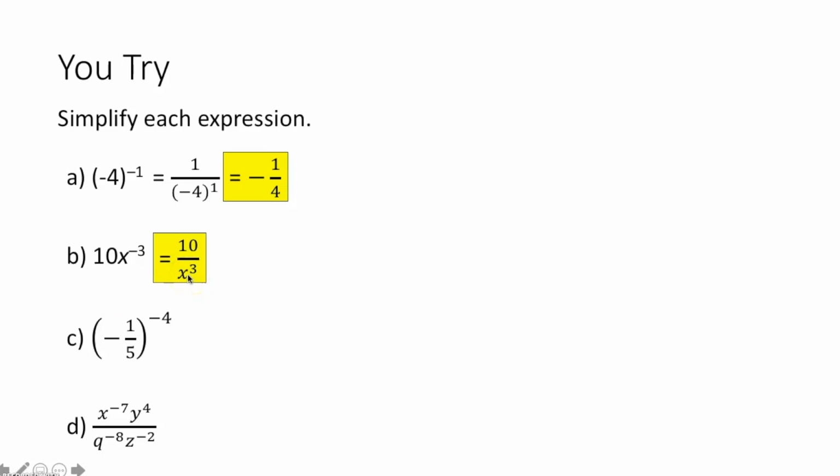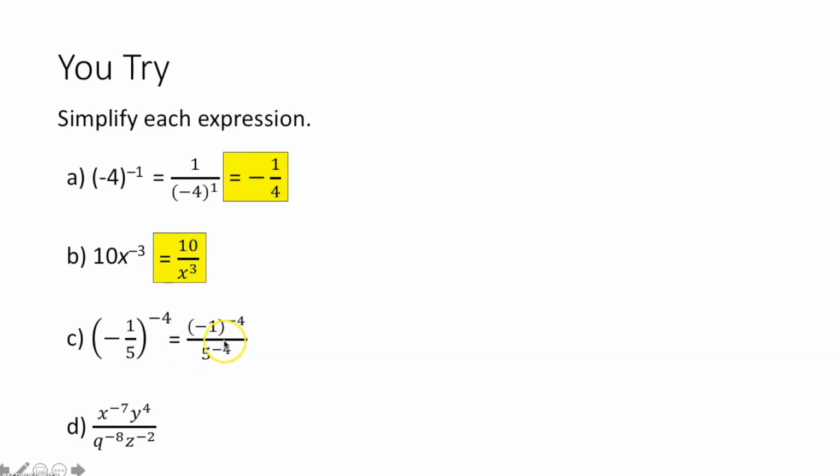Here I have negative 1/5 raised to the negative fourth power. What I'm going to do is take this negative 1/5, and you could right away know that I just have to flip this fraction and it becomes a positive fourth power. So it would be negative 5 over 1 to the positive fourth. Or you could apply this negative fourth exponent to the numerator and denominator.